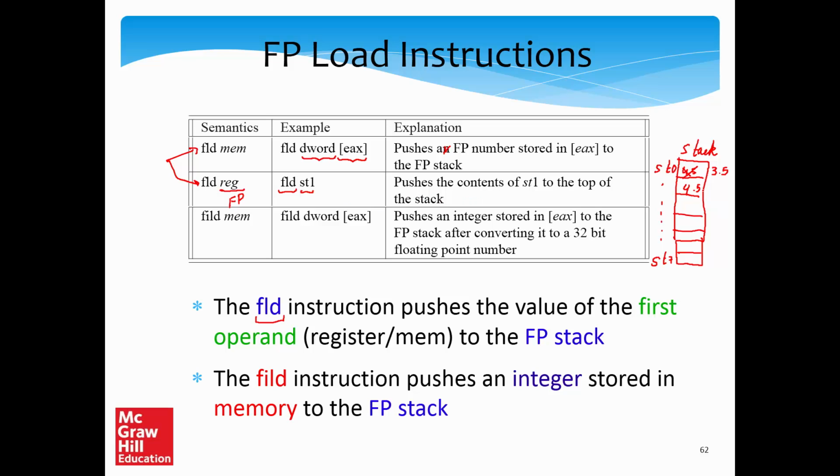So let's say it pushes 4.5, because 4.5 is in ST1. Then this will again get pushed to the top of the stack. So these are the two most common variants of the FLD instruction: we can either read directly from memory, or we can read another floating point register, but we read the contents and simply push them on the floating point stack.